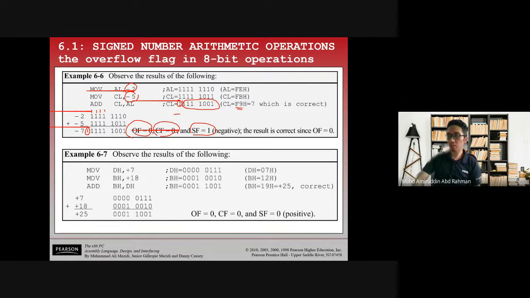But this one is negative due to the sign bit over there being 1. So your sign flag is 1 over there. So it is negative 7.